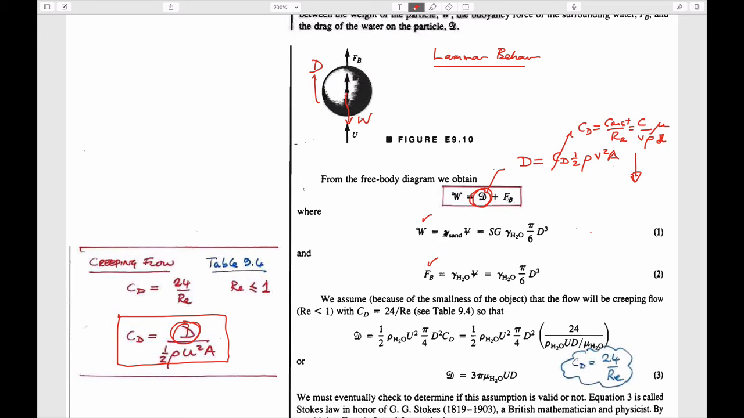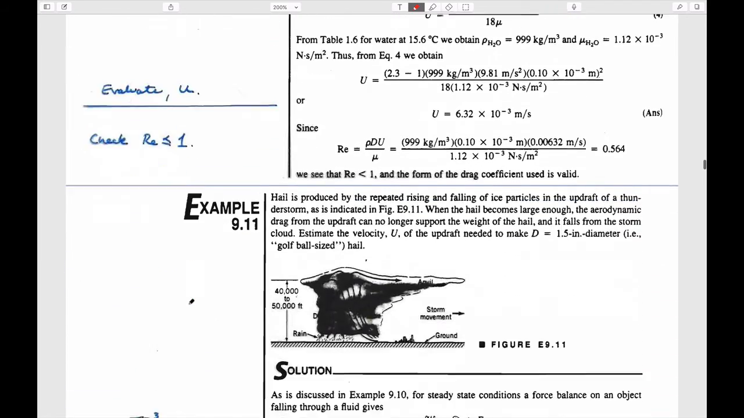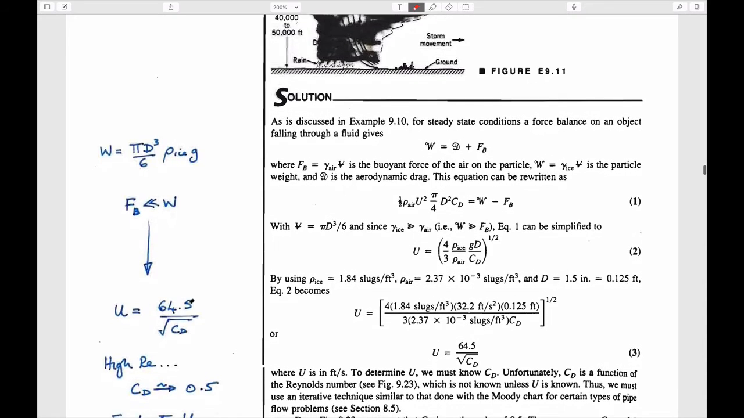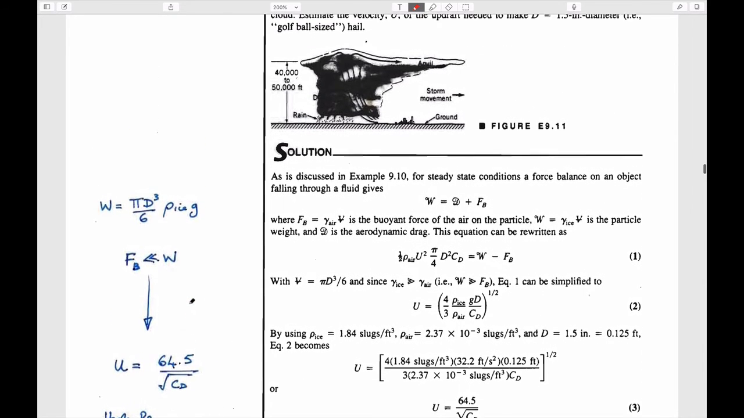You resubstitute this into here, and then you substitute the coefficient of drag into this to be able to solve for a single value of velocity that comes out of the Reynolds number. If the flow is turbulent, such as this second example, you go through exactly the same procedure.